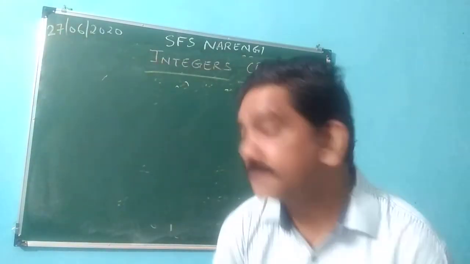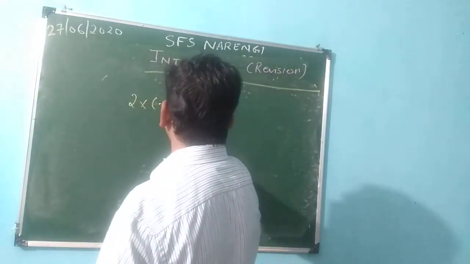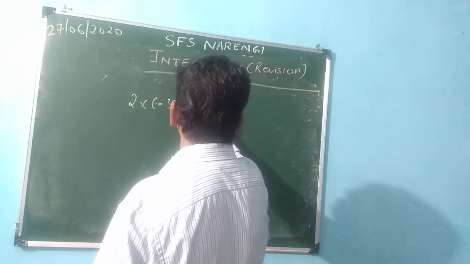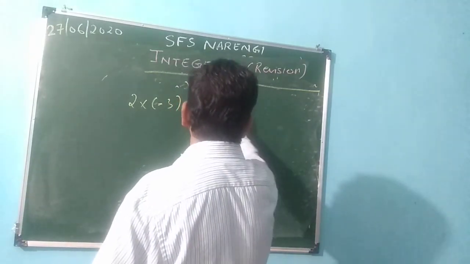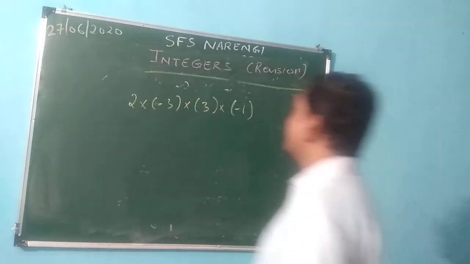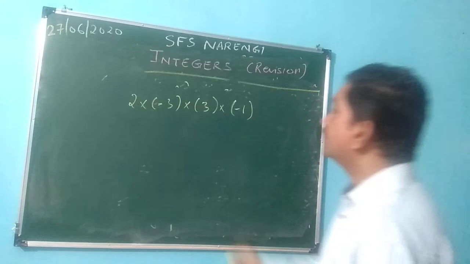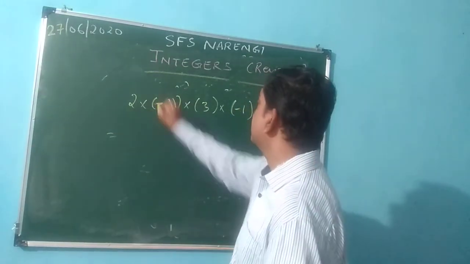Suppose if I write 2 into minus 3 into 3 and into minus 1. Suppose I write like this. Now see here. Let us see how many minus are given.